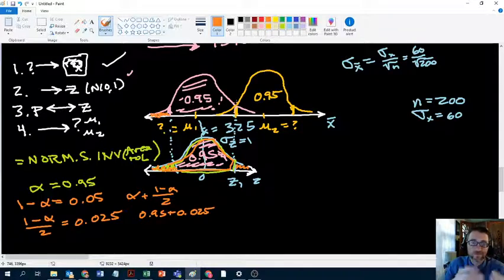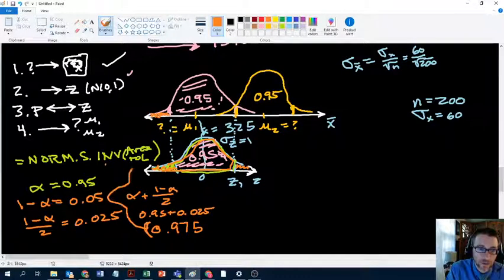95%, 2.5%, that's where the 97.5% comes from, 0.975. That's our area to the left. So we're going to take this number and we're going to put it up there. Cool. And we'll use p to get z. Sorry, we got that area, we're going to use that to get z.